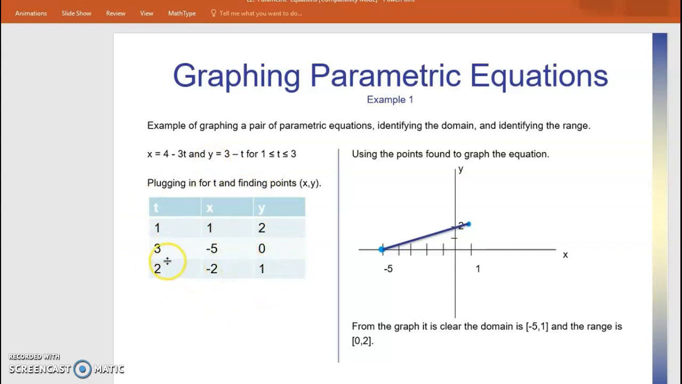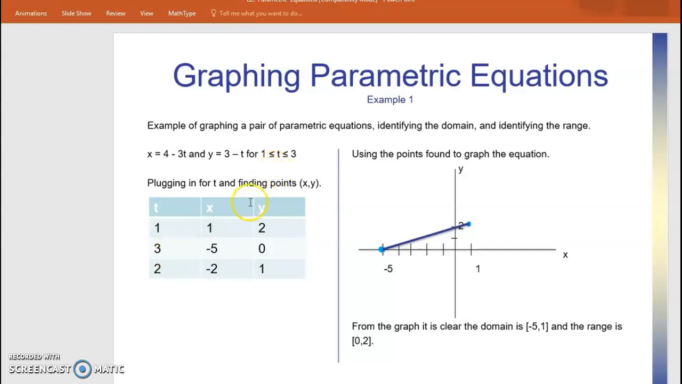Discussing one of these, I'll go with the one in the middle. Plugging in 3 for t and finding the x value, that would be 3 times 3, which is 9, and 4 minus 9 is negative 5. Likewise, plugging in 3 for t and finding the y value, 3 minus 3 is 0, and therefore the y value is 0. The values that are plugged in for t are your choice, but they must fall within any given restrictions. And the values of 1, 2, and 3 fall within that restriction for t.